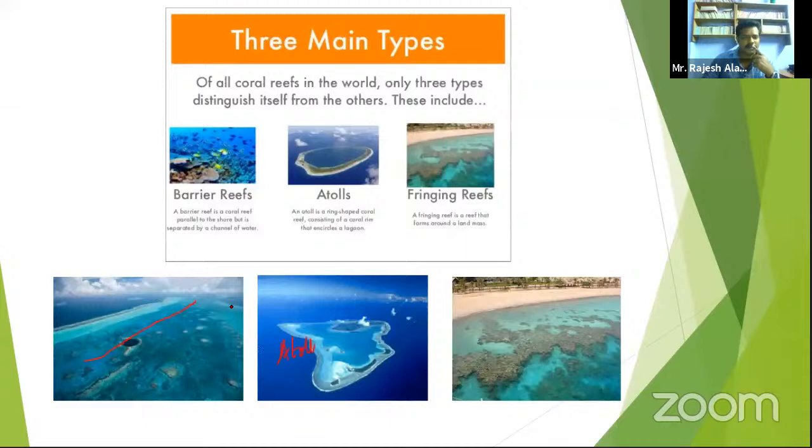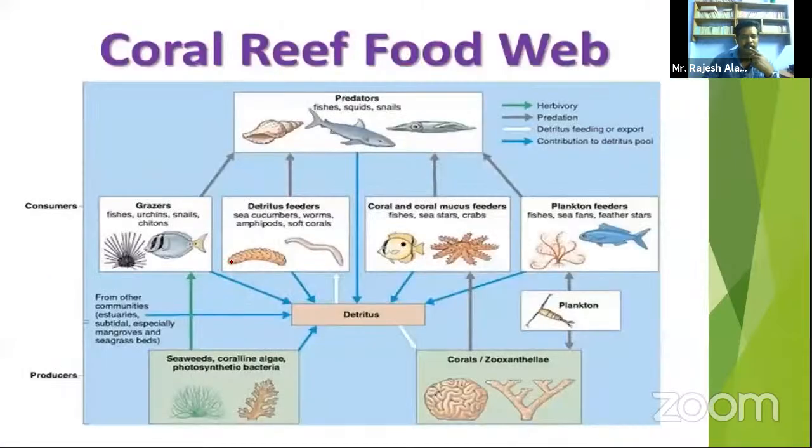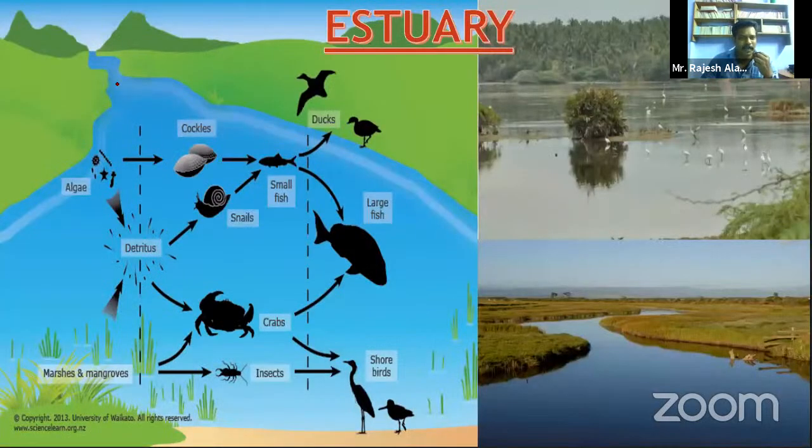And the last one is estuary. What is an estuary, sir? It is a place where a river meets an ocean. Simply where a river meets an ocean.